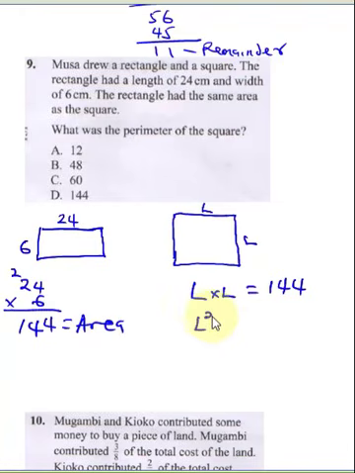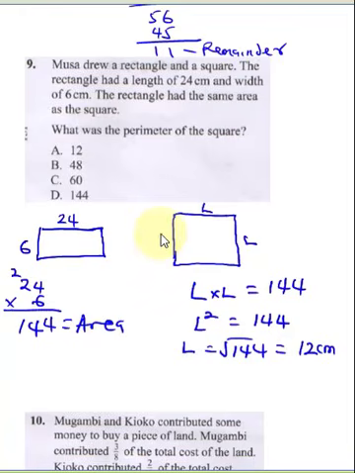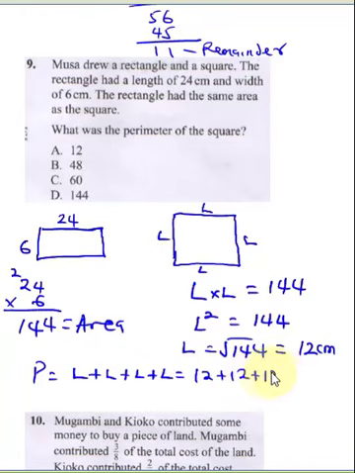So this will be L square will give us what? 144. So therefore, L is going to be what? Square root of 144. And that will give us what? 12. So now we know that the length of the square is 12 cm. The perimeter will be what? L plus L plus L plus L, which is you sum up 12 plus 12 plus 12 plus 12.